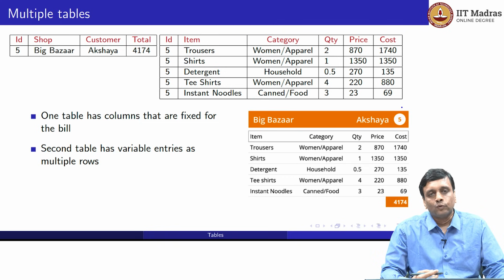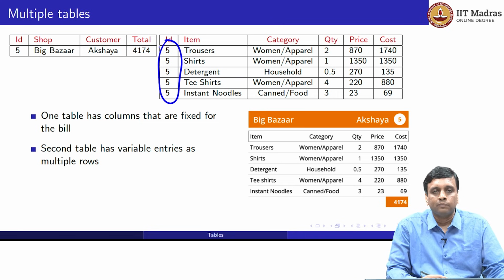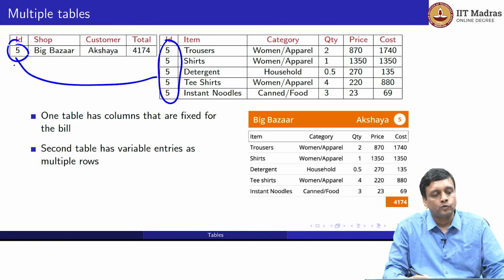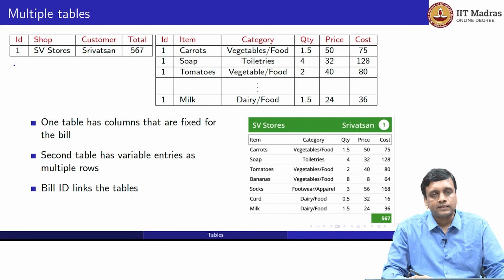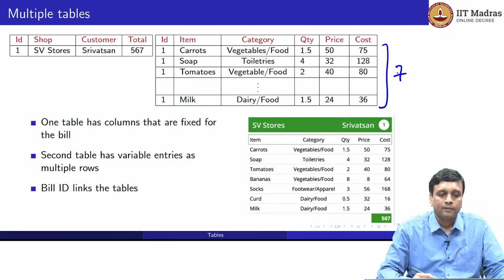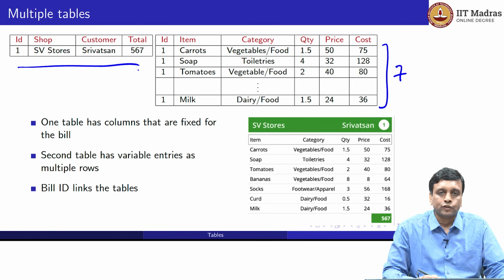Now the advantage is that the only duplication that we have is the absolute minimum duplication, which is that we need to record the bill ID for each row in the second table, so that we can link this bill ID to that bill ID and make sure that together all of these constitute the same bill. So for instance, if we look at Srivatsan's bill, this would now have 7 rows here because there are 7 items in the bill, but it has only one copy of the customer information recorded with the bill, that is the name of the shop, who the customer was and what the total amount was. So this is another way of representing this kind of variable data in a table.